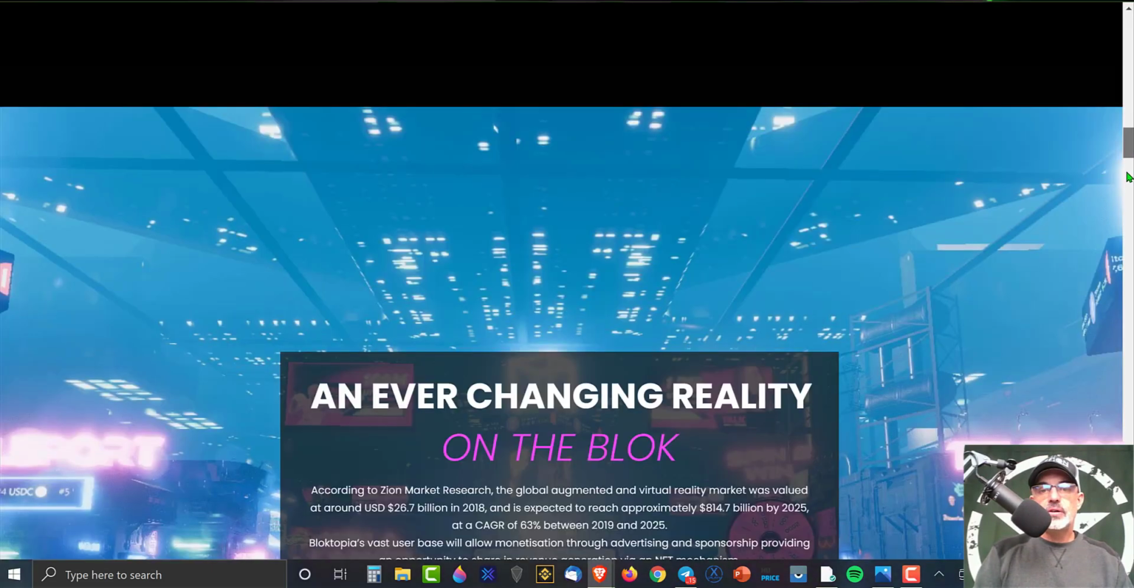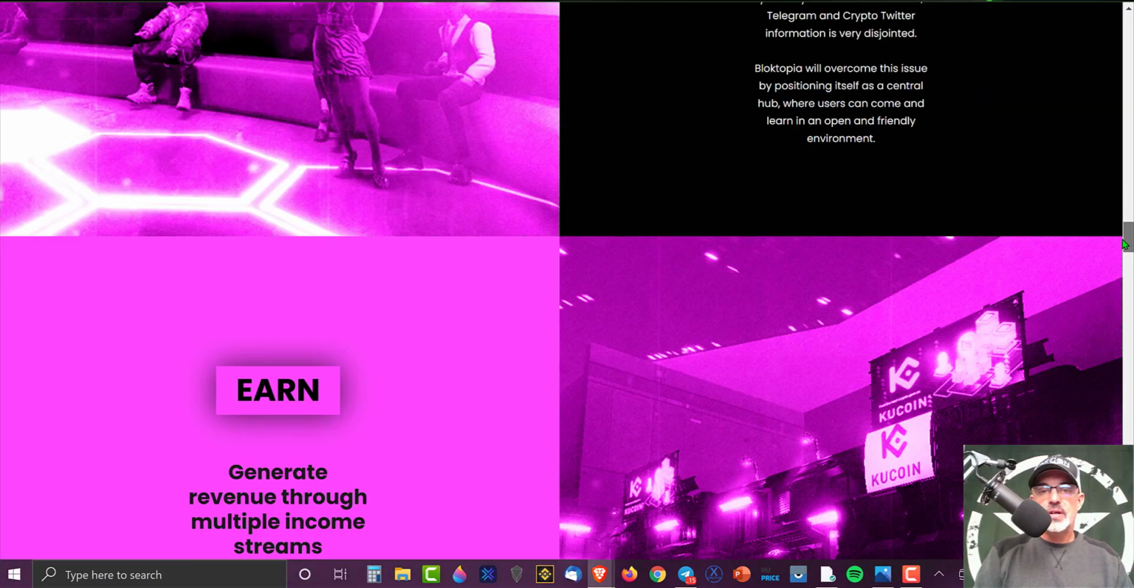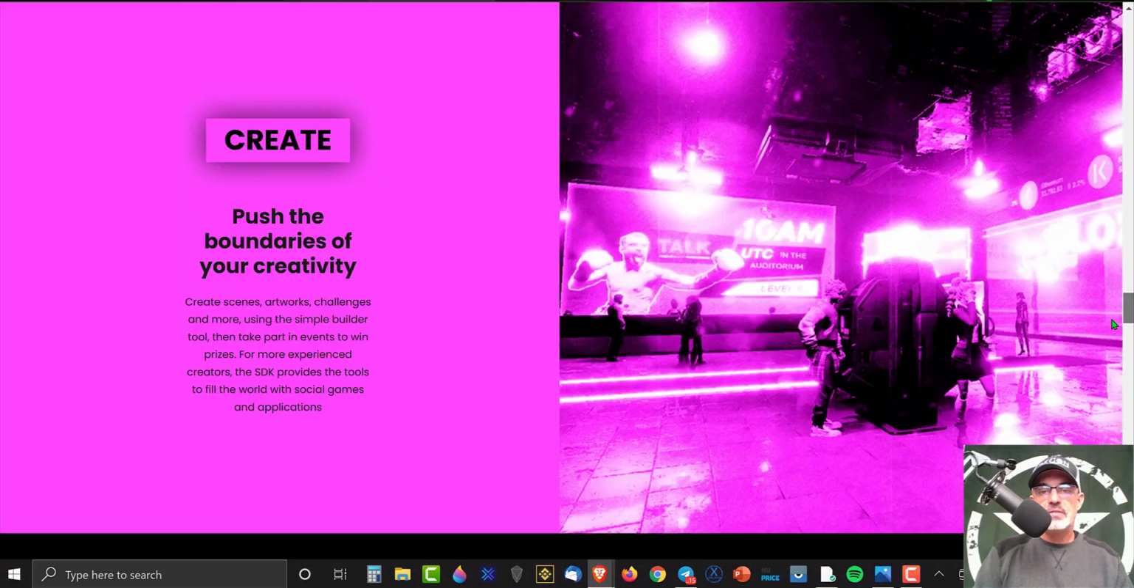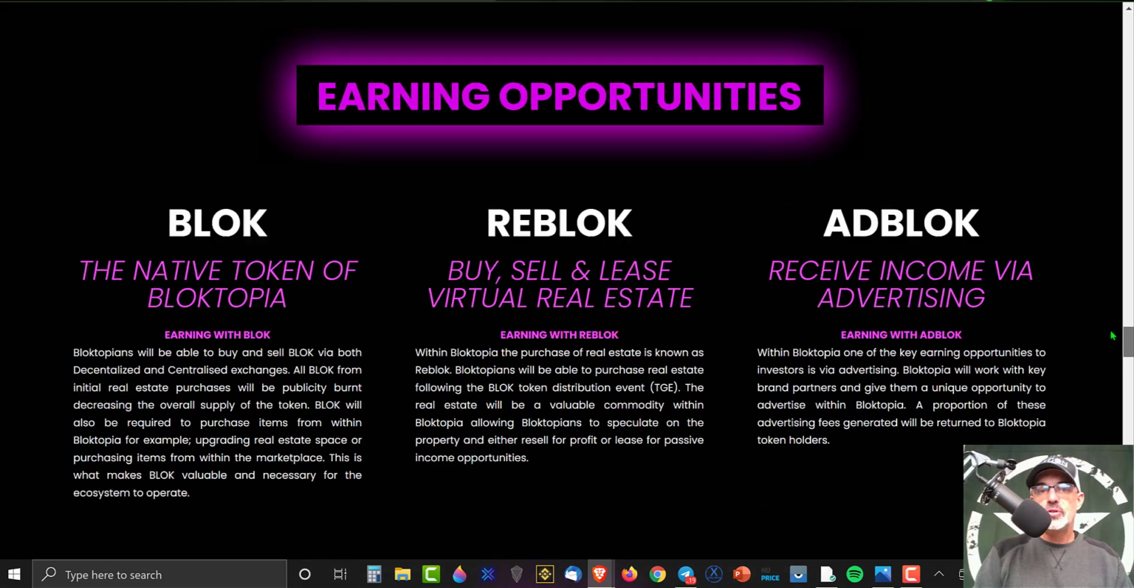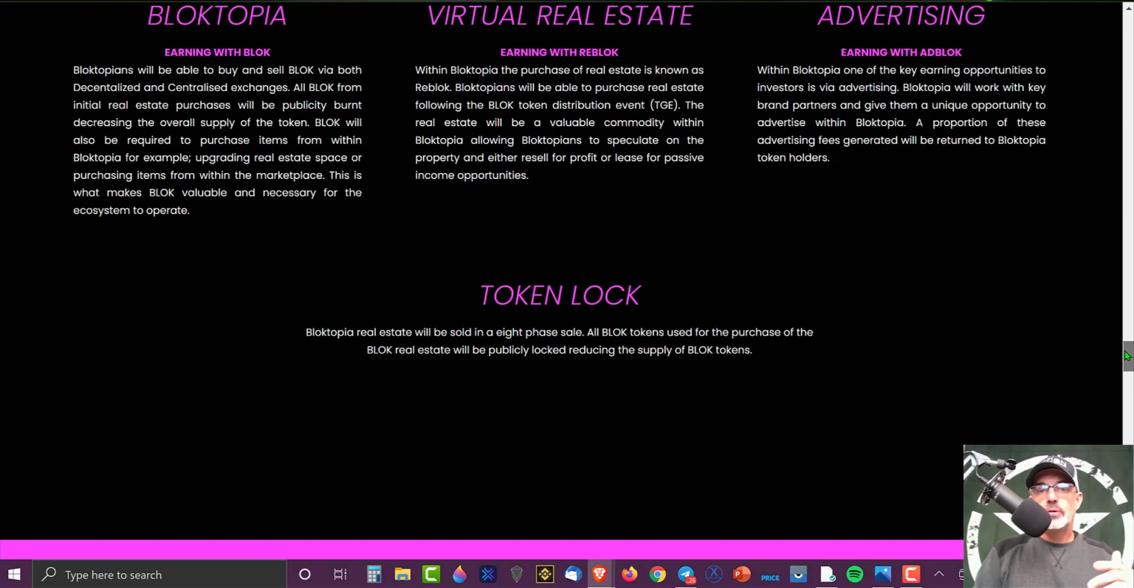And so if we scroll down a little further, there's a lot of intel available, but you can scroll down and find there are several opportunities for earning with the BLOK token, ReBLOK. That's where I think you actually earn some rent on owning parts of the metaverse. You could then rent some of that property out for ads. Again, you'll need to do your own recon.